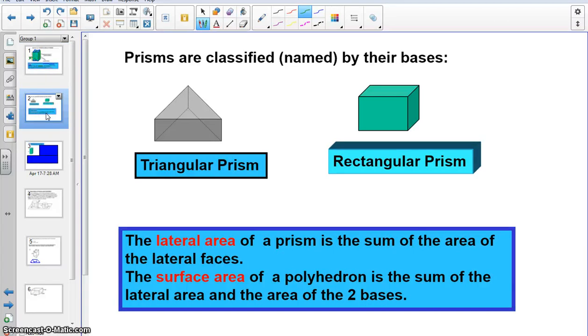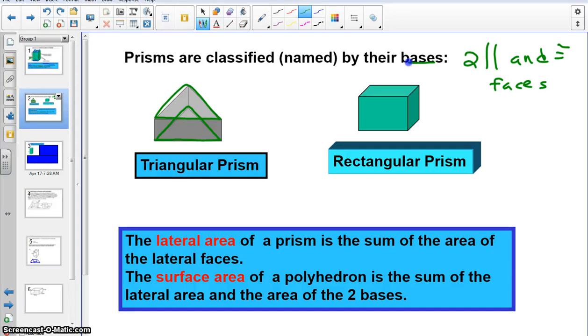So how do we classify prisms? We classify them by their bases. And again, the bases are two parallel and congruent faces. Extremely important. If we take a look at our example on the left here, we have a triangular prism because the triangles are the two faces that are both congruent and parallel. And the example on the right is a rectangular prism because the two sides are parallel and congruent.